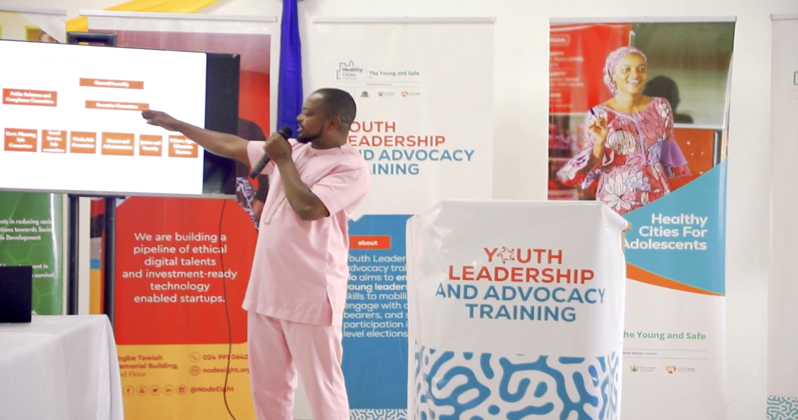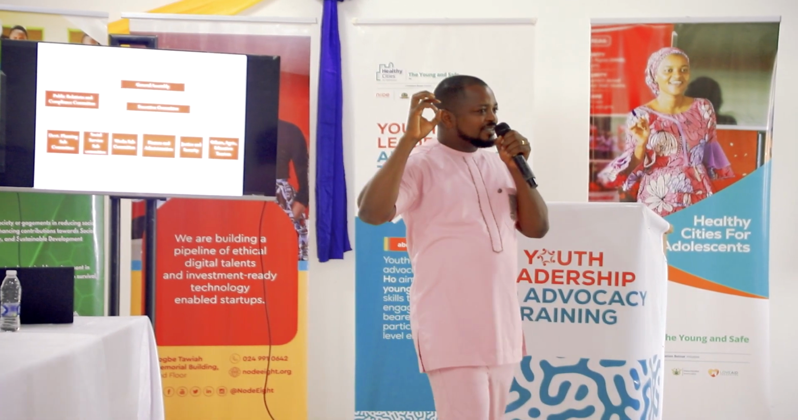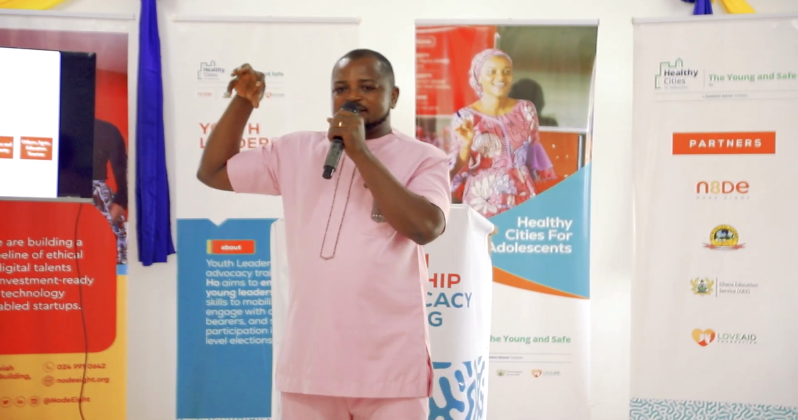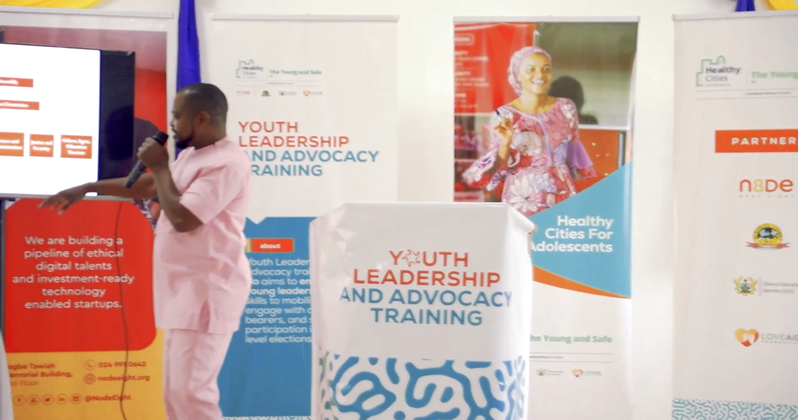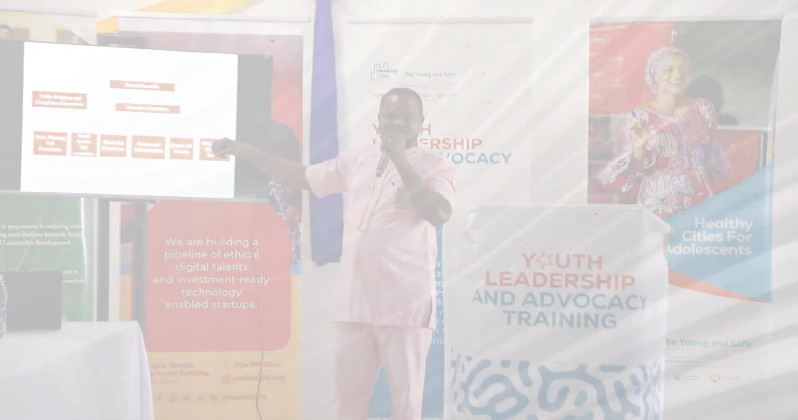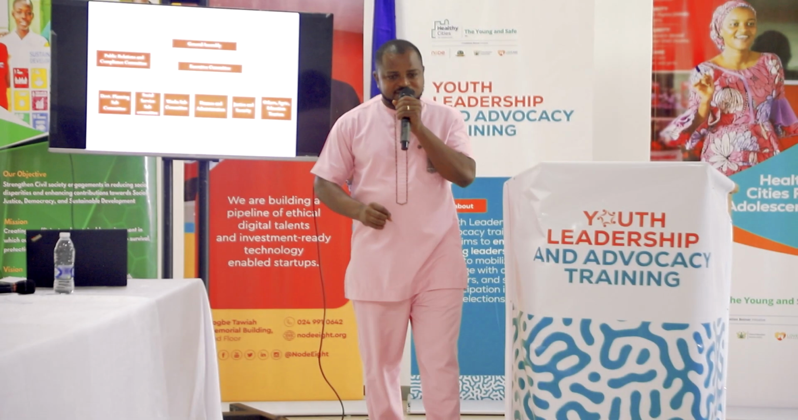So under the General Assembly is the Executive Committee, headed by whom? The Executive Committee is where the Chief Executive operates from. And for this Executive Committee, the Constitution is such that all the chairmen of the statutory subcommittees, we call them Services Development Subcommittee, Social Service Subcommittee, Works Subcommittee, Finance and Administration, Justice and Security, these 5 must have a chairman.